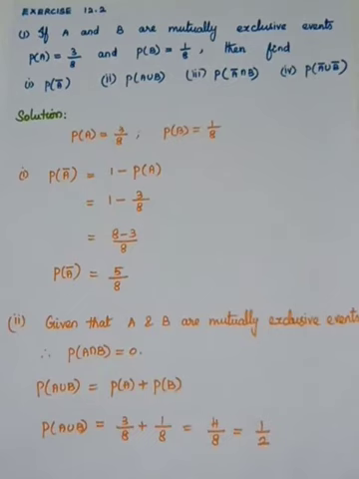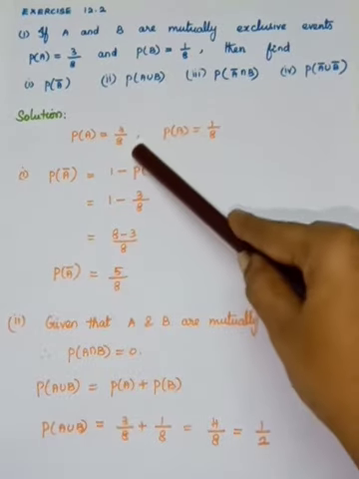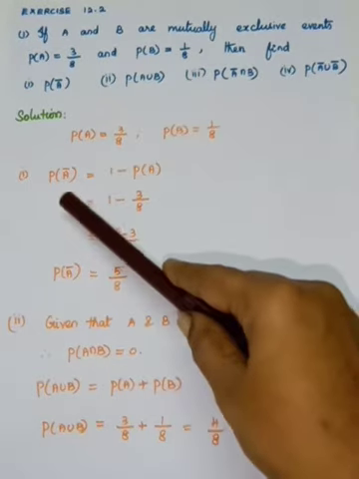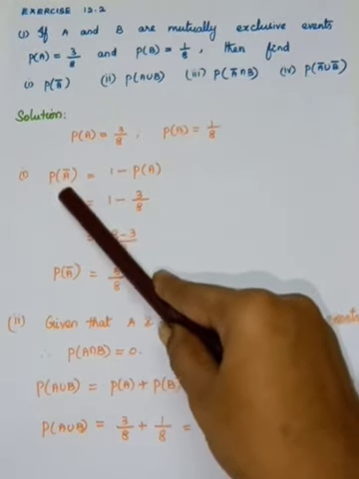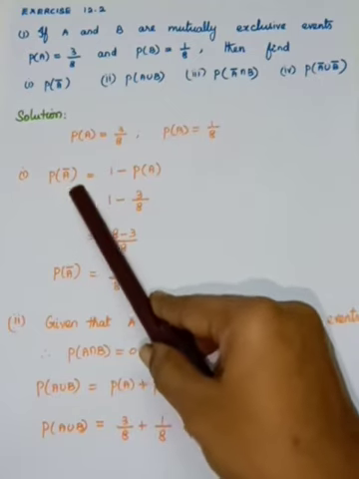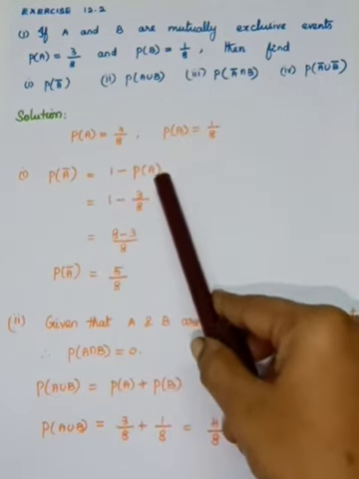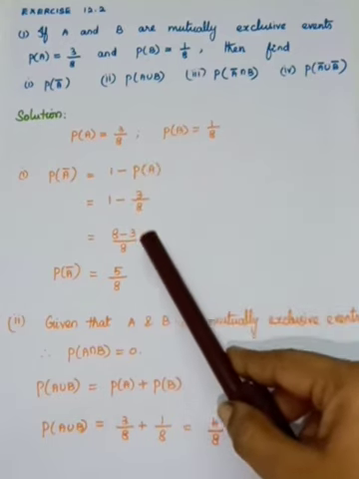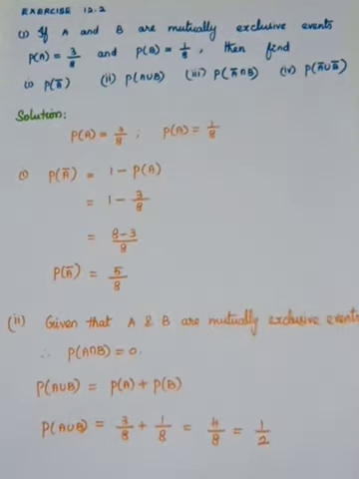Okay, so what is given? P of A is equal to 3 by 8 and P of B is equal to 1 by 8. They asked us to find P of A bar. In the previous class we have studied the formula: P of A bar can be written as 1 minus P of A. Here your P of A is 3 by 8. If you substitute and take the LCM, the answer is 5 by 8.